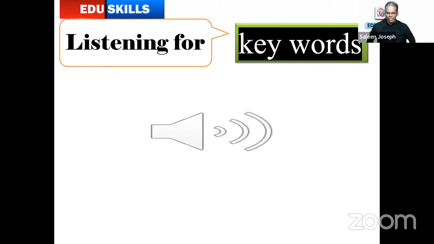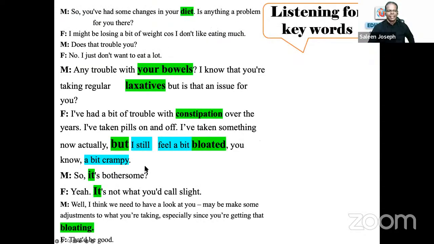What does it all mention? To which option? See, Father. C, abdominal. See, just listen to the keywords. You have the answer. Everything is indicating the key. See, the listening for keywords. What are the keywords? Your bowels.